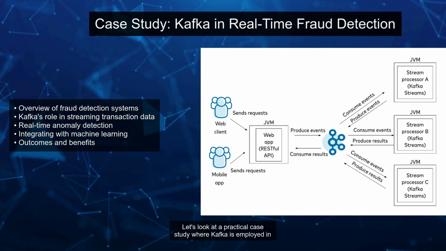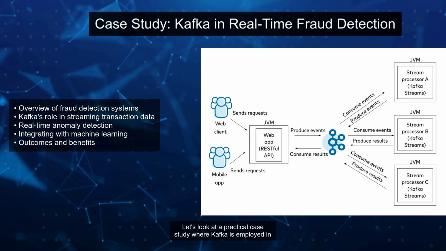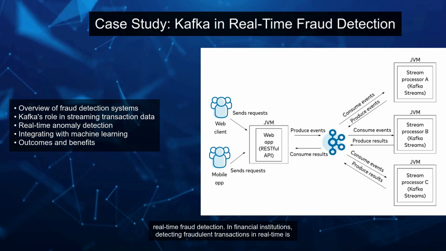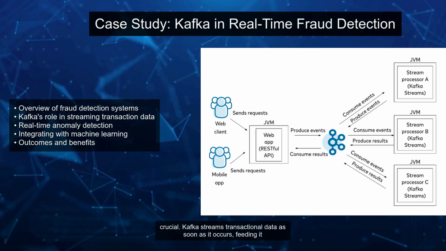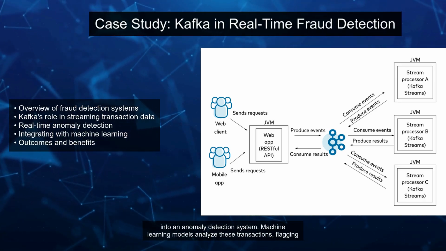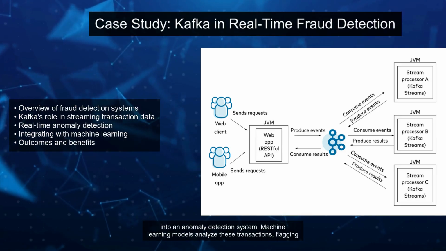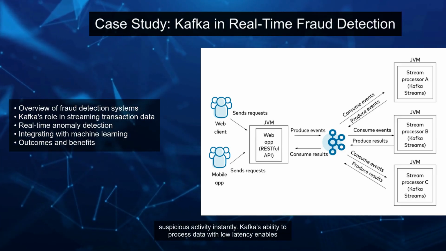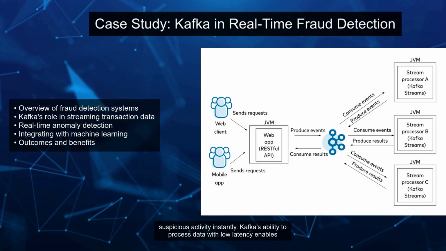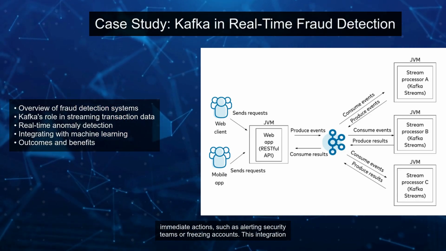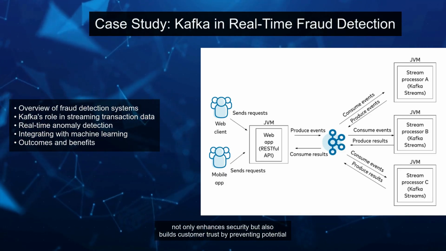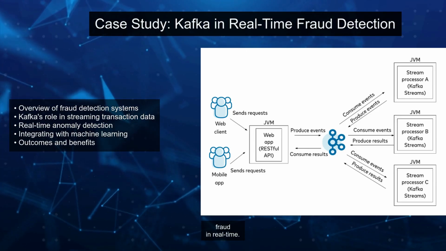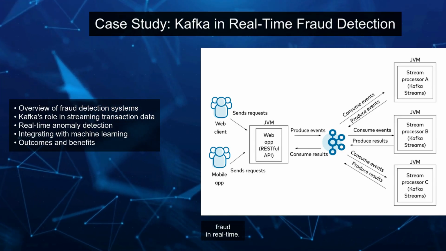Let's look at a practical case study where Kafka is employed in real-time fraud detection. In financial institutions, detecting fraudulent transactions in real time is crucial. Kafka streams transactional data as soon as it occurs, feeding it into an anomaly detection system. Machine learning models analyze these transactions, flagging suspicious activity instantly. Kafka's ability to process data with low latency enables immediate actions, such as alerting security teams or freezing accounts. This integration not only enhances security but also builds customer trust by preventing potential fraud in real time.